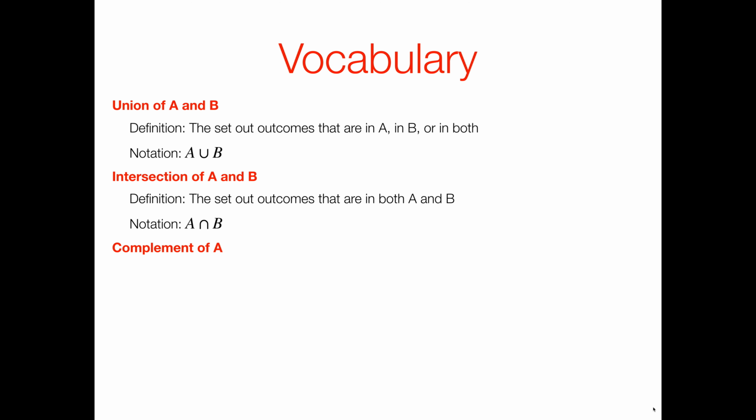The complement of A. So complement with an E, not an I, so we're not just saying A is pretty or something like that. What this means is the set of outcomes that are not in A. So the complement is everything that isn't in A, but is in your sample space. We've got notation for that as well. You'll see slightly different notation for this in different books, but this is the one we're going with.